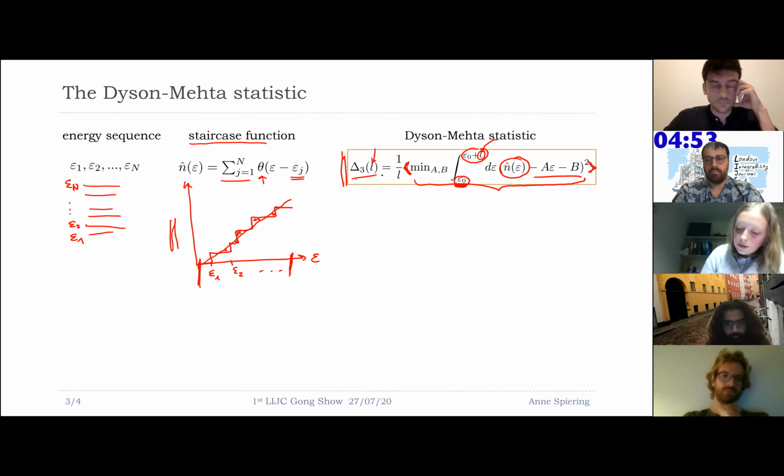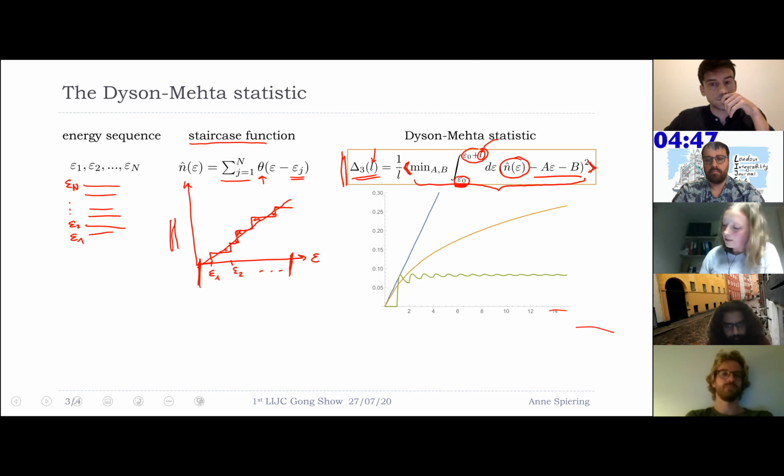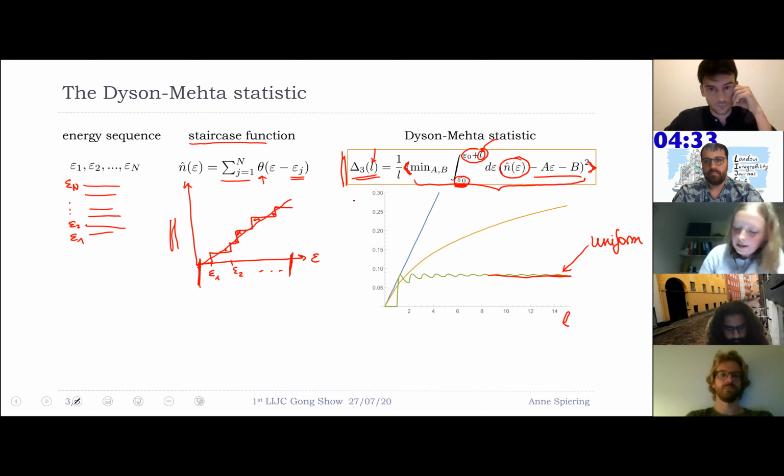And if you compute this for the three spectra that I had in the previous slide, then you find this. Down here, the green curve is for the uniform distribution. It does some funny things in the beginning, but they're not really important. Important is that, with L on this axis and delta 3 on this one, for large L it roughly becomes constant, and actually 1/12.